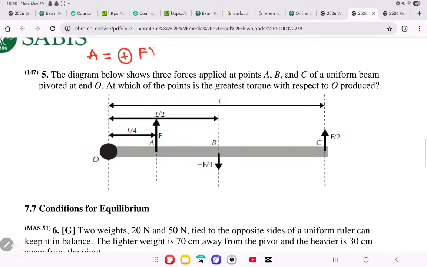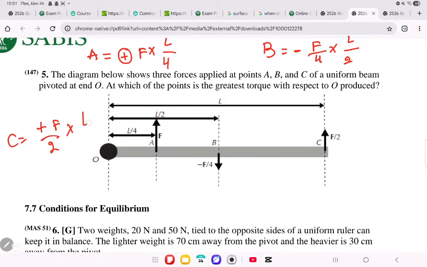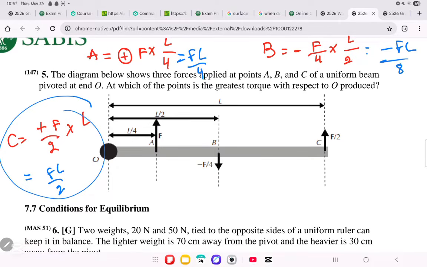Then it's gonna be force times L over 4. For B, you do the right hand rule, you will see it's negative. Then it will be minus force over 4 times L over 2. For C, you do the right hand rule, you see it's positive, so plus F over 2 times L. You will see FL over 4 minus FL over 8, and then FL over 2. So which of the following is the greatest out of all of them? It would be C. So torque C, or like point C, exerts the greatest torque.